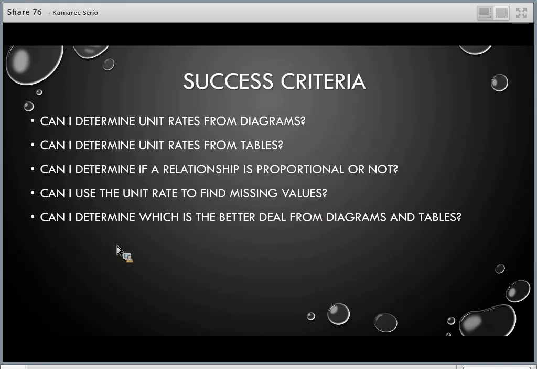All right. Success criteria. Can you determine unit rates from diagrams or tables? Can you determine if a relationship is proportional or not? Remember, for it to be proportional, it needs to have the same unit rate. Okay, all of them have to have the same unit rate. You have to check every single pair. Can I use the unit rate to find missing values? And can I determine which is a better deal from diagrams or tables? Hopefully those are all yeses.